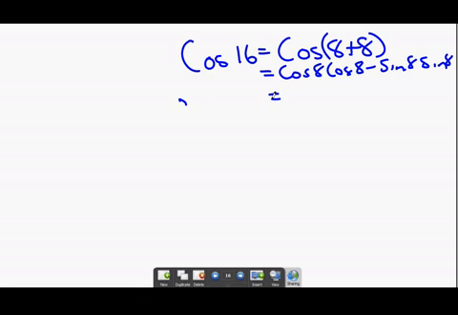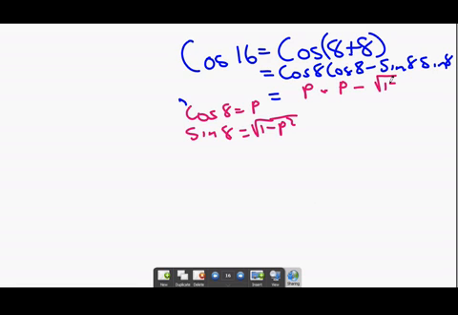Now once I've seen that, I remember cos 8 is equal to p, and remember our sine 8 is equal to the square root of 1 minus p squared. Do you see that? So I can substitute that. This is p multiplied by p minus the square root of 1 minus p squared multiplied by another square root of 1 minus p squared.